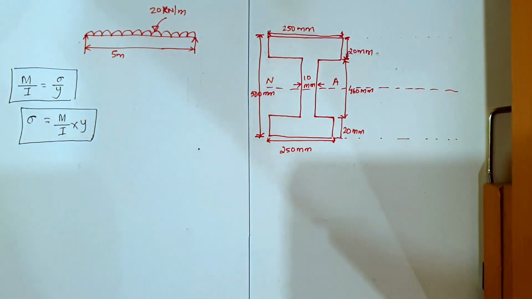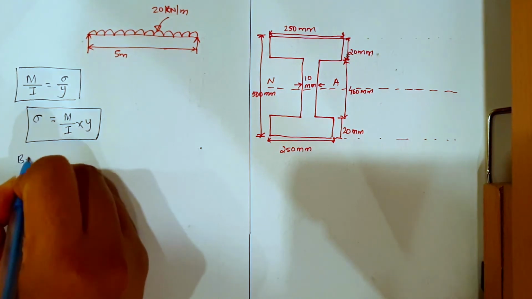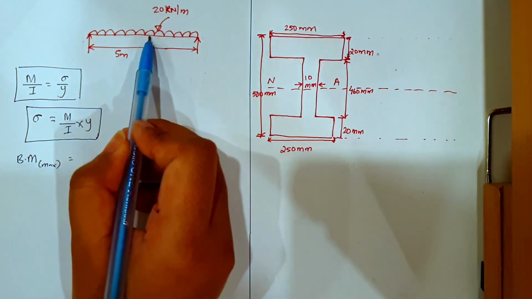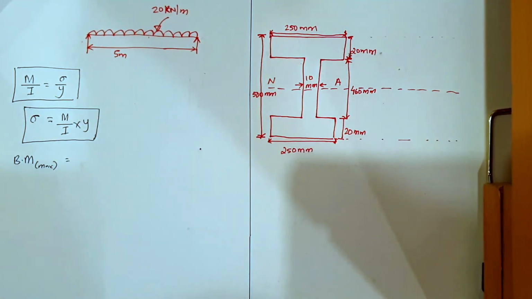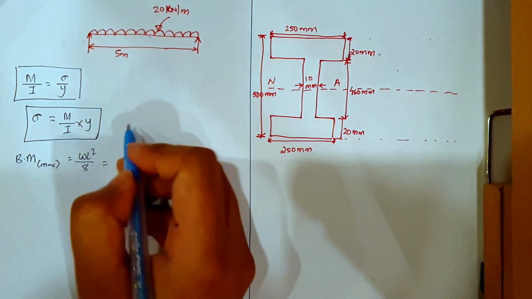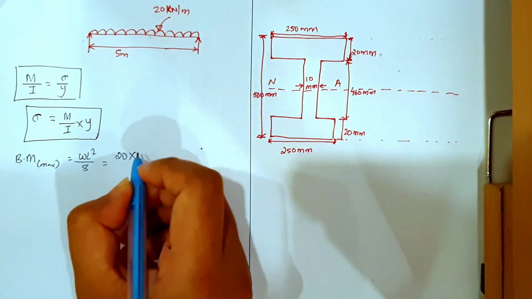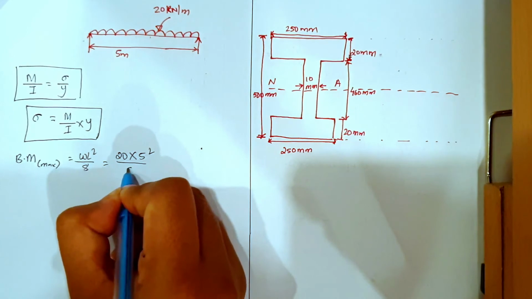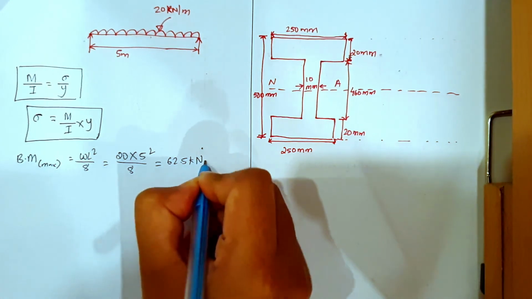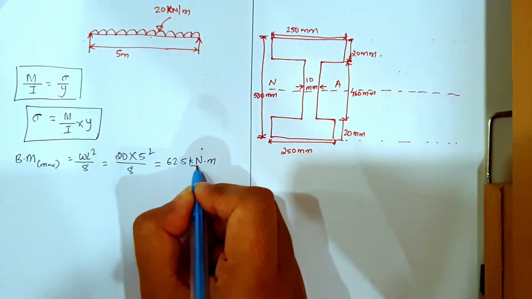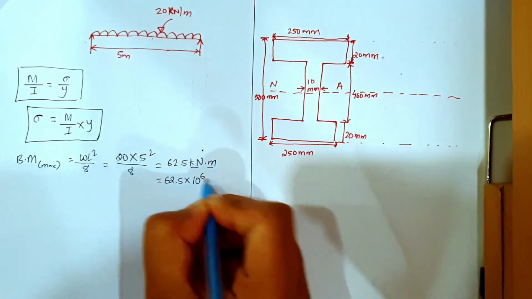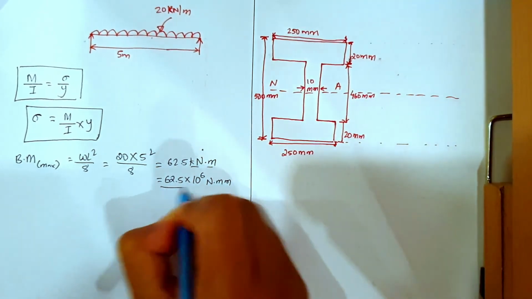Now how do we find M? What is M here? It is the maximum bending moment, right? So this is a simply supported beam, and a UDL is acting on it, so how will we find the maximum bending moment? It will be equal to WL square by 8. Now how much is W? 20. 20 into L, which is 5 square, divided by 8. From here you will get 62.5 kilonewton meter. And if you convert kilonewton to Newton and meter to mm, you will get 62.5 into 10 raised to power 6 Newton mm.